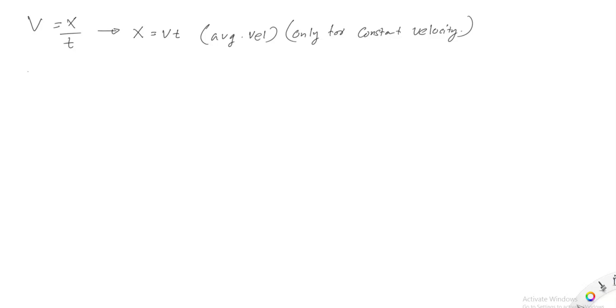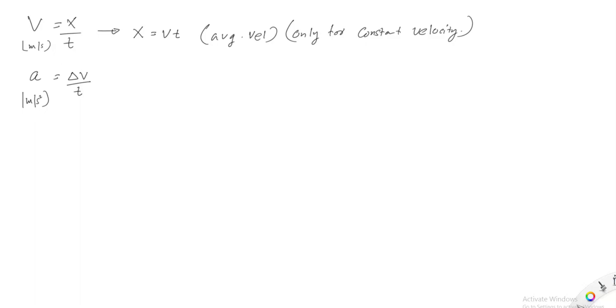Alright, so we also talk about how to find acceleration. Acceleration is velocity change divided by time. So units again, just to remind you, velocity will be in meters per second, and acceleration in meters per second squared. So acceleration is velocity change, the velocity difference, divided by time.